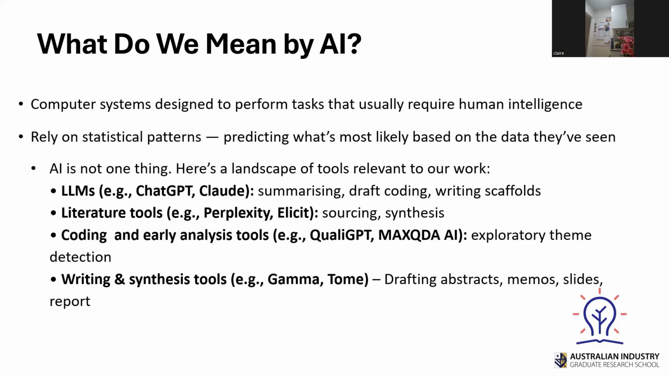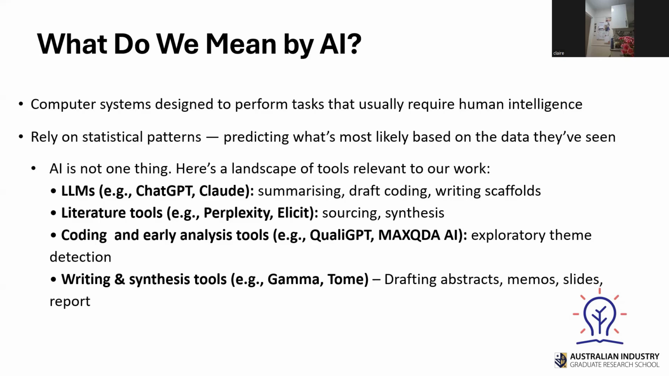So it's not a singular thing. There's actually a landscape of different tools that are relevant to our work as researchers. As I said, the first one is a large language model, and ChatGPT has kind of become shorthand for AI. This is AI that's trained on massive data sets of text to predict language patterns. And again, it doesn't understand meaning. It identifies the statistical likelihood of responses based on the patterns that it's seen.